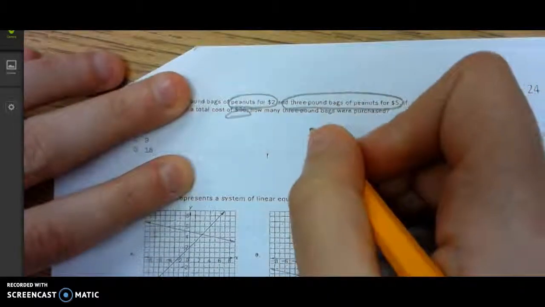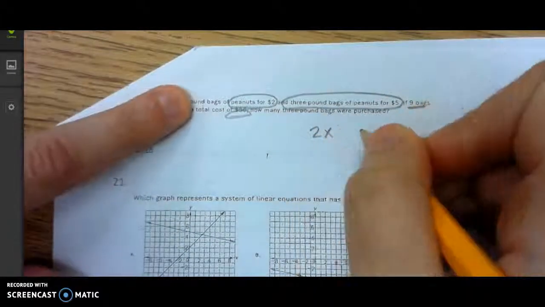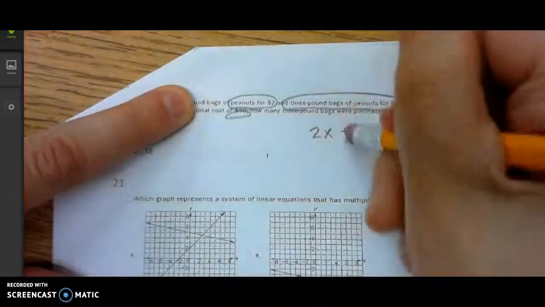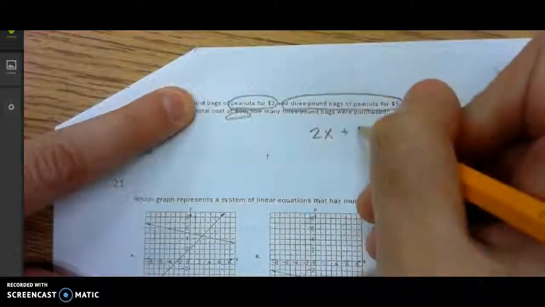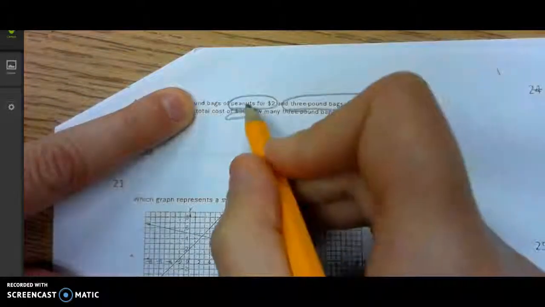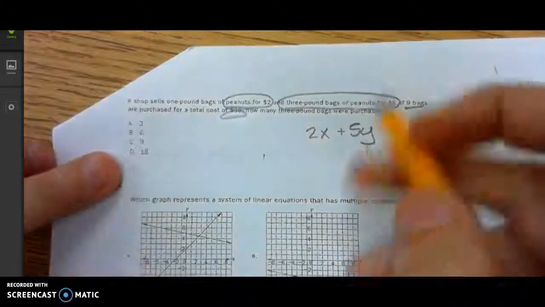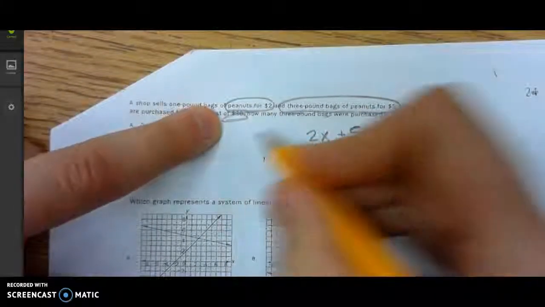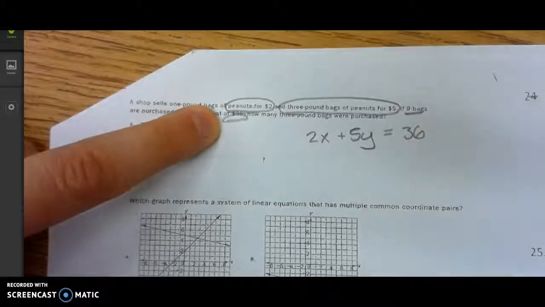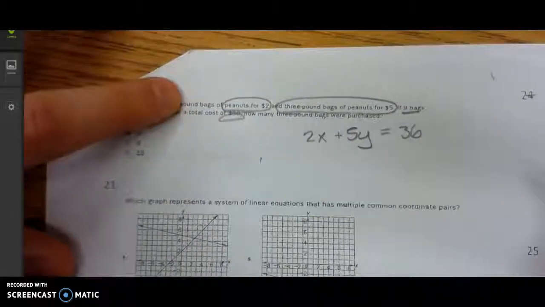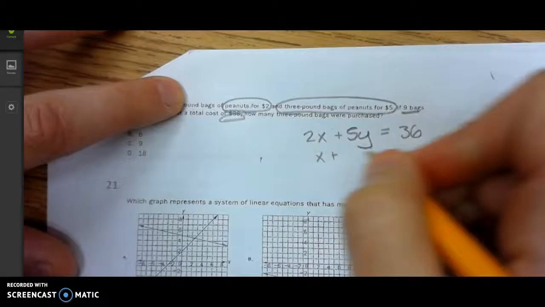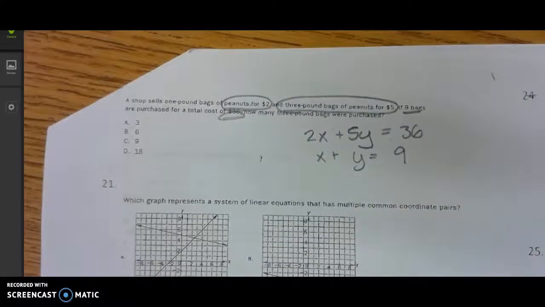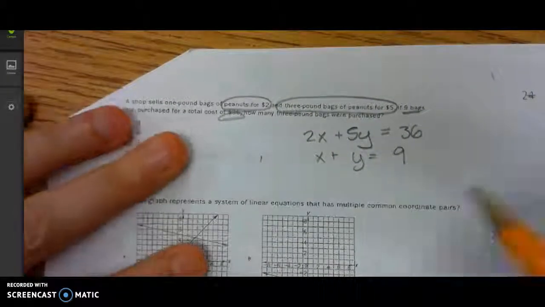So we know that we have 2 times x plus 5, the cost, right? 2 times x plus 5 times y, where x is going to be the single pound bags, y is going to be the 3-pound. This is the cost, so I'm going to put the cost on this side of the equal sign. And I'm also looking at the number of bags, so we've got the single plus the 3-pound, and there are 9 bags sold. So I'm going to use an elimination method.